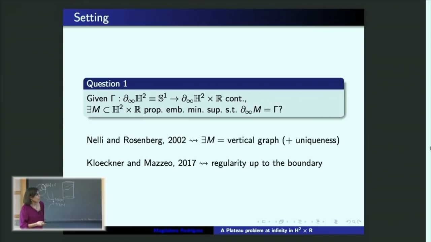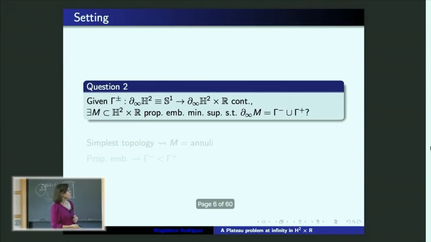Well, so the problem we consider was, instead of considering one of these Jordan curves, we consider two of them. And this is the problem we state. So we were looking for properly embedded connected minimal surfaces whose boundary are this kind of Jordan curves, which are graphical at the end.